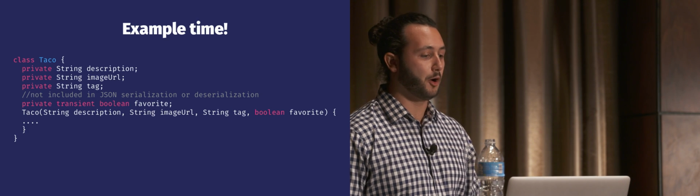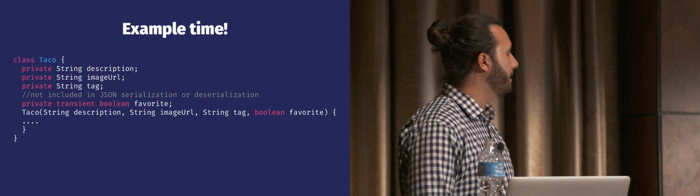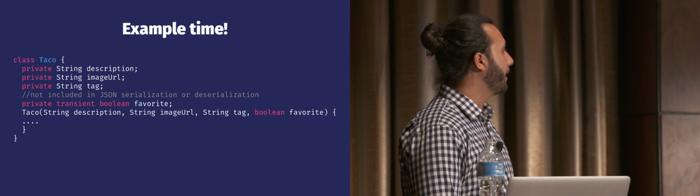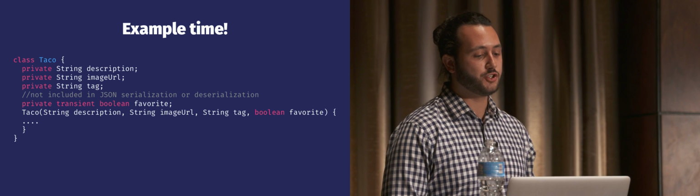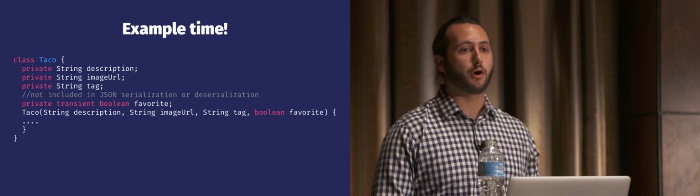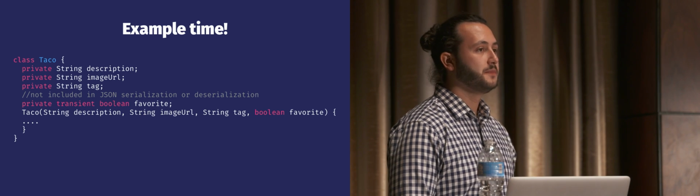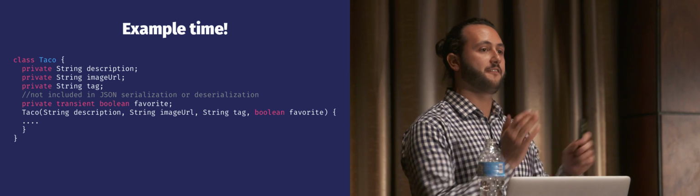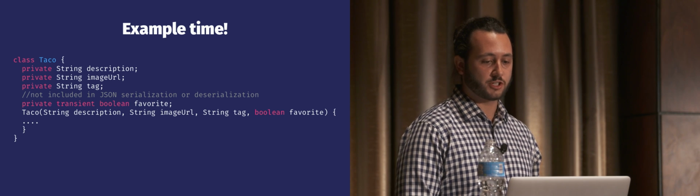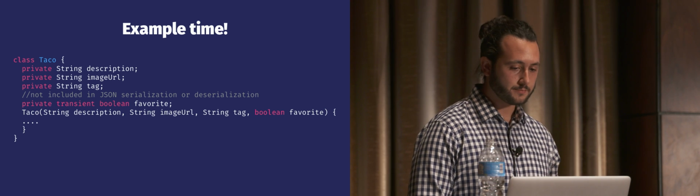So this is our model. This is just a plain old Java object model. This is what our taco is going to look like when we download it from the URL. It's going to have a description string, an image URL string, a tag, and then we're also going to have this transient property of favorite. With Gson, if you label a property as transient, when you serialize it into JSON, that field gets skipped. And then we have our constructor over there, and that's how we can create a new taco.